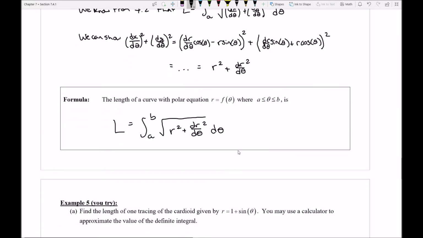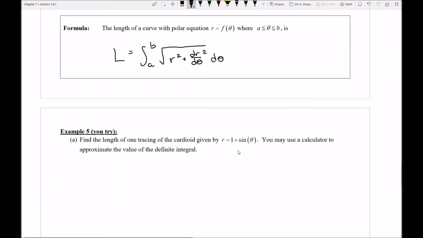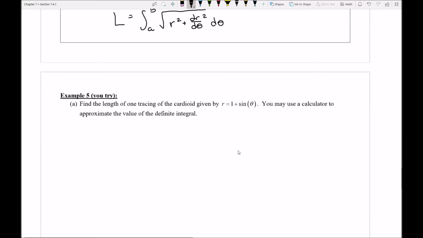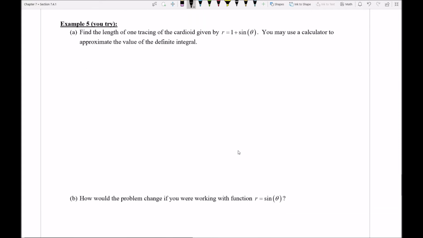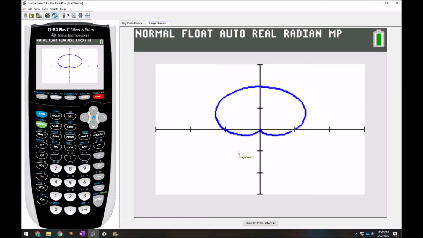Now we can see a specific example here if we take a look at example number 5. We'll try to do this one here in the video, and I'll leave example number 6 as one for you to try. But let's take a look. I want to find the exact length of one tracing of the cardioid that's given by 1 plus sine theta. Now this was the same curve that we were looking at back in the previous videos. Here was the picture of the curve, and we want to go ahead and determine the arc length of this.